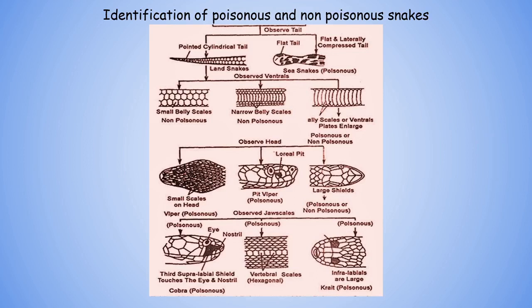Again, only 20 percent of which are found to be poisonous, and these include a few species of sea snakes, and the rest are land snakes. All the sea snakes are poisonous, and among the terrestrial poisonous snakes, the most venomous are the viper, the krait, the cobra, and the coral snakes. The following characters, which we'll discuss in the key, can be taken into consideration to distinguish the common poisonous snakes from the non-poisonous snakes.